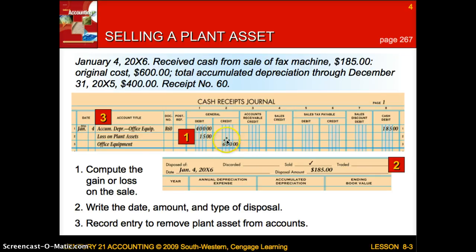So our office equipment credit, it will be $600. Okay, if you take away the 400 that you accumulated, you're down to 200. Minus that 185, you have $15 that you've lost. Okay, you should have received $200 to make up for the difference there, but we only received 185, so we did have a loss there on our plant asset.